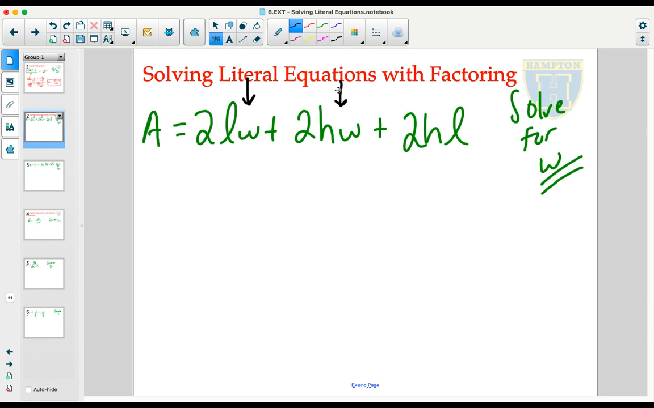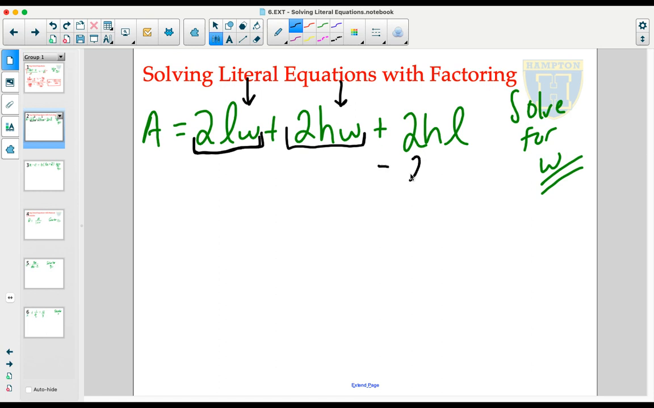In order to solve a literal equation that has the variable in it more than once, factoring allows us the opportunity to take those two instances of the variable and turn them into only one instance of the variable. In order to do that, the products that contain the variable all need to be on the same side. We are fortunate in that they already kind of are. Here's the 2LW, here's the 2HW, already on the same side of the equal sign. But in order to get this strategy to work, they need to be the only products that are there.